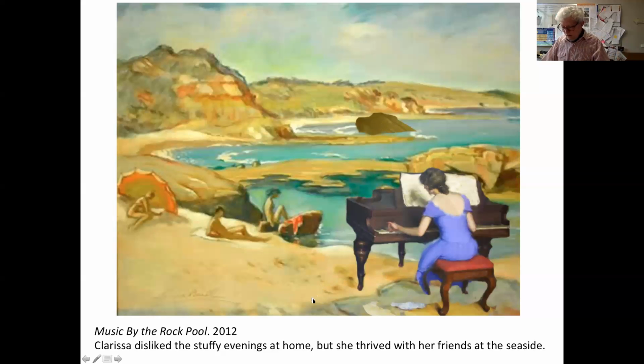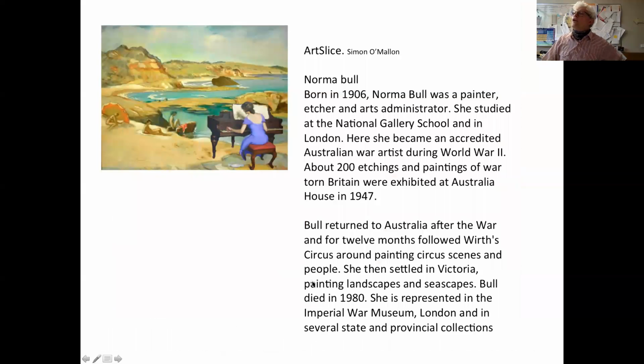And then we find out, like, what do we know about Norma Bull? So here it is, 1906, painter, blah, blah, Britain, war, returned to Australia, and she followed Wirth's circus around painting circus scenes. Like, how fantastic is that? From bomb sites to circus scenes, lots of energy, lots of moving forward.